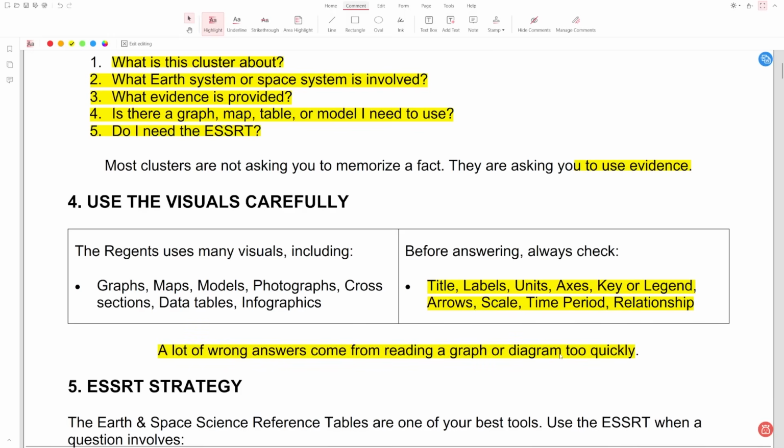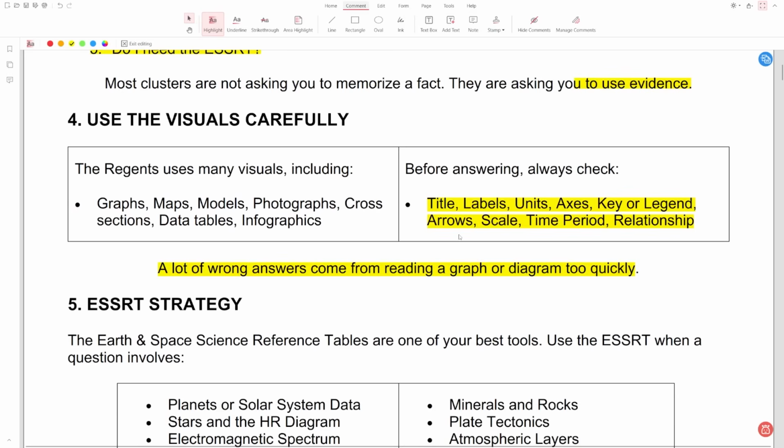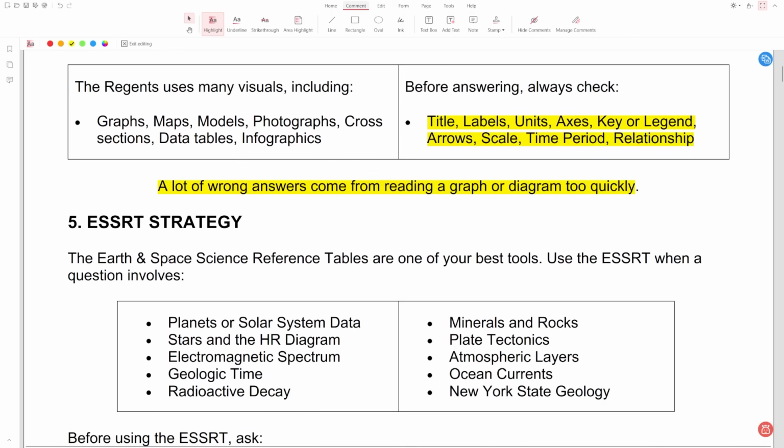So take the extra 30 seconds to really dissect the diagram that they give you. In terms of the ESRT, this is going to be a good tool. I would definitely know what page tells you about which thing. I have a whole video on going over every chart on the whole reference table, so you could definitely go check that out.